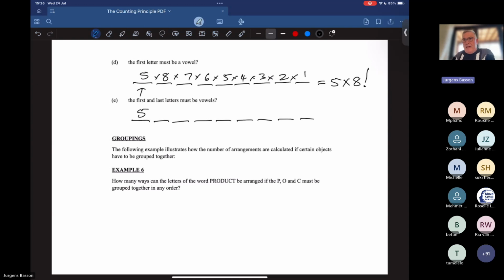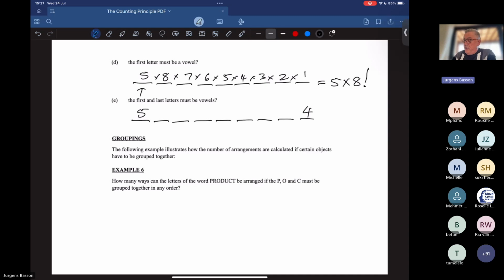But now we place one, and then they also say the last position must also be a vowel. And I hope you're all happy that will be 4, because all 5 can be in the first one, but then we place one and they can't repeat. So therefore the last position's got 4. So now we placed 2 of the vowels. So that means we've got 7 letters left.